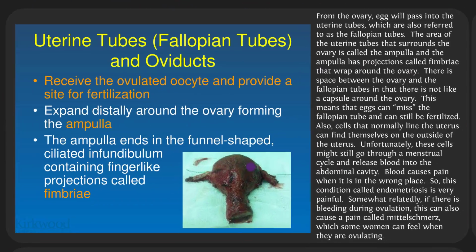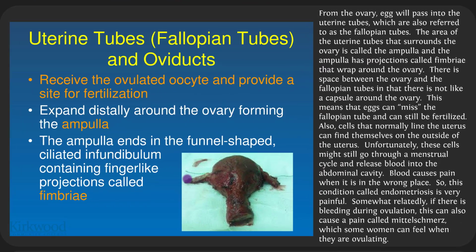We'll do fallopian tubes, uterus, and vagina next. From the ovary, eggs will pass into the uterine tubes, which are also referred to as the fallopian tubes. The area of the uterine tubes that surrounds the ovary is called the ampulla. And the ampulla has finger-like projections, called fimbriae, that wrap around the ovary.